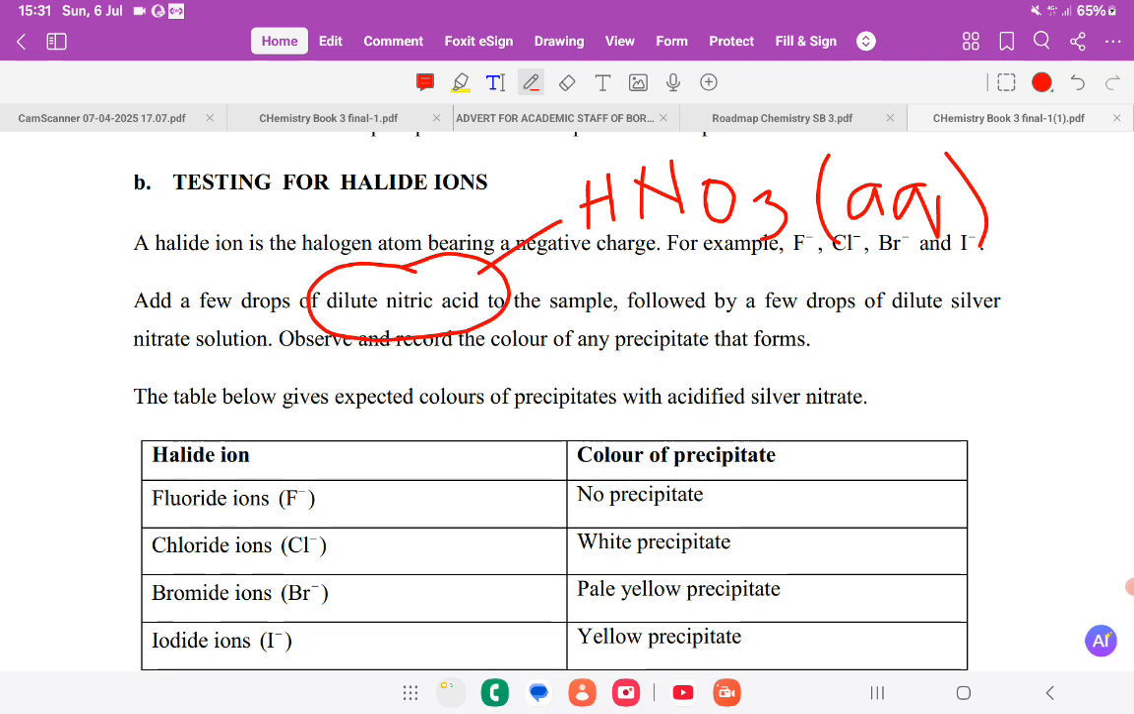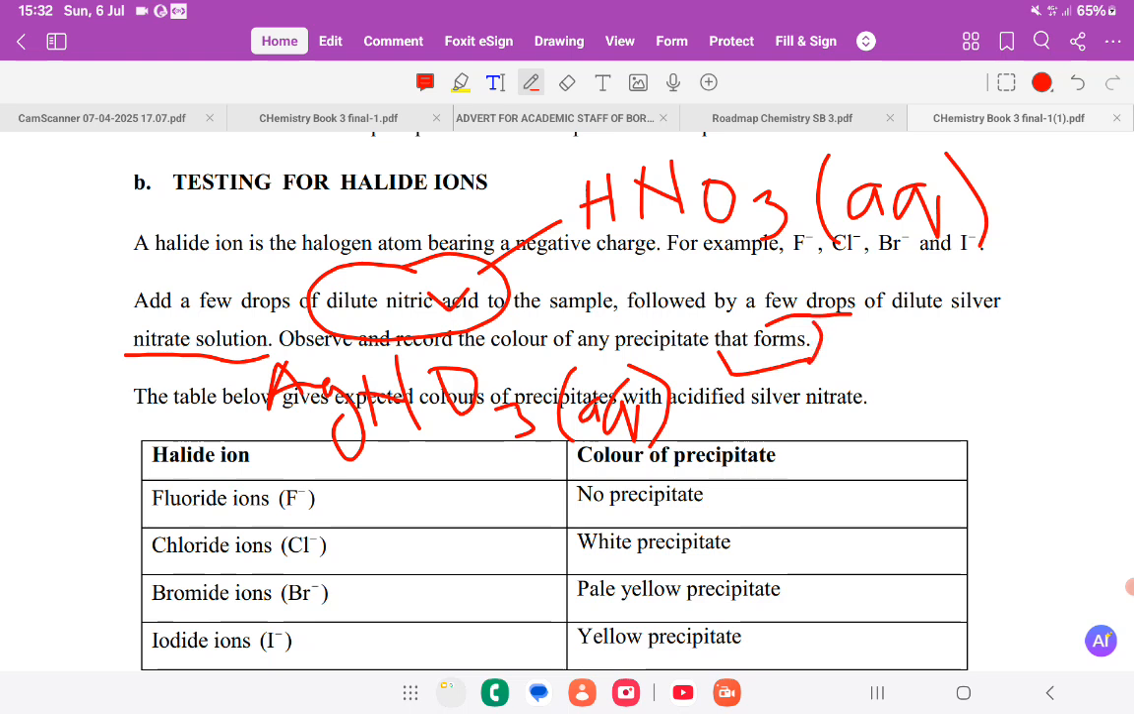Then, after you have added nitric acid, you add a few drops of dilute silver nitrate solution. Silver nitrate is AgNO3. But it has to be also in aqueous solution, dissolved in water, or diluted with water. Then you observe and record the color of any precipitate that is formed.